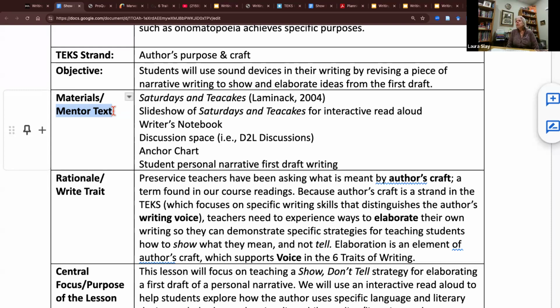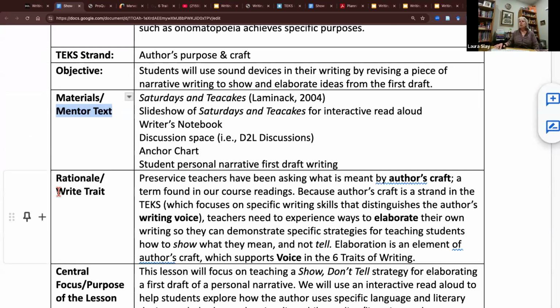So it says, pre-service teachers have been asking what it is meant by author's craft. And this is true. This is where it came from once upon a time. A term found in our course readings. It's in the TEKS, it's in the course readings. Because author's craft is a strand in the TEKS which focuses on specific writing skills that distinguishes the author's writing voice, teachers need to experience ways to elaborate their own writing so they can demonstrate specific strategies for teaching students how to show what they mean and not tell. Elaboration is an element of the author's craft which supports voice in the 6 traits of writing.